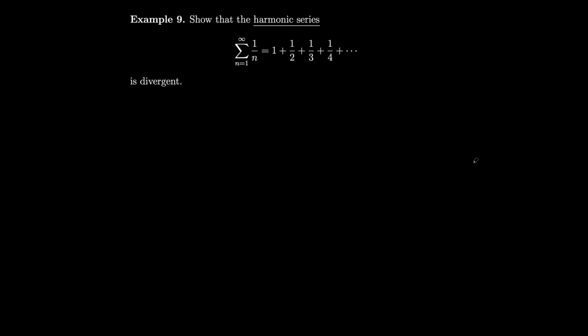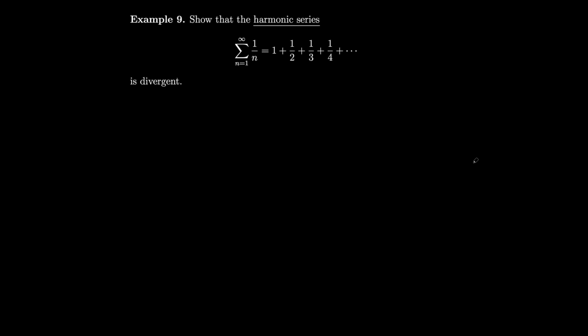So the series 1 over n, where n goes from 1 to infinity, is called the harmonic series. It's very famous. It's 1 plus a half plus 1 third plus 1 fourth and so on. Let's show that it diverges. So there's tons of different methods of showing that this series diverges. What we're going to do is take advantage of the fact that the partial sums tend to follow a pattern if you go by powers of 2.